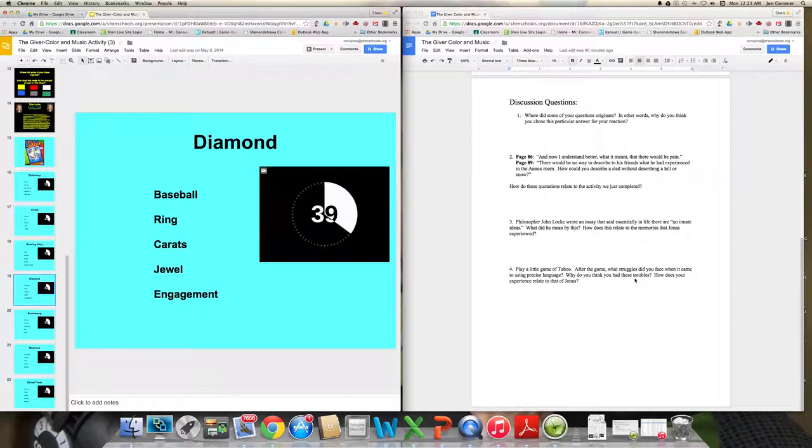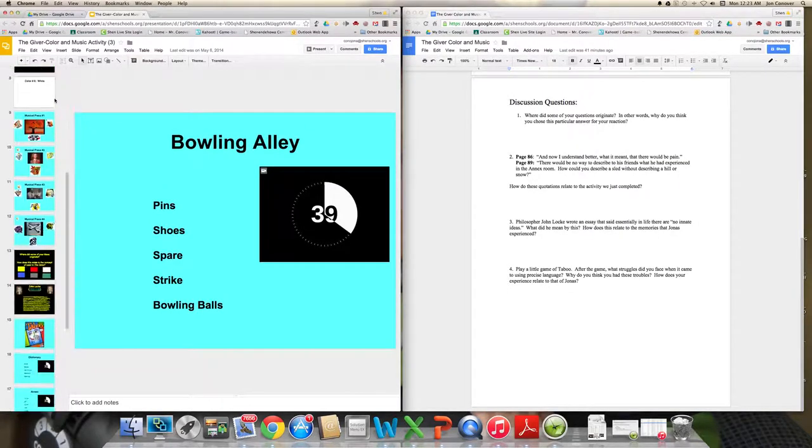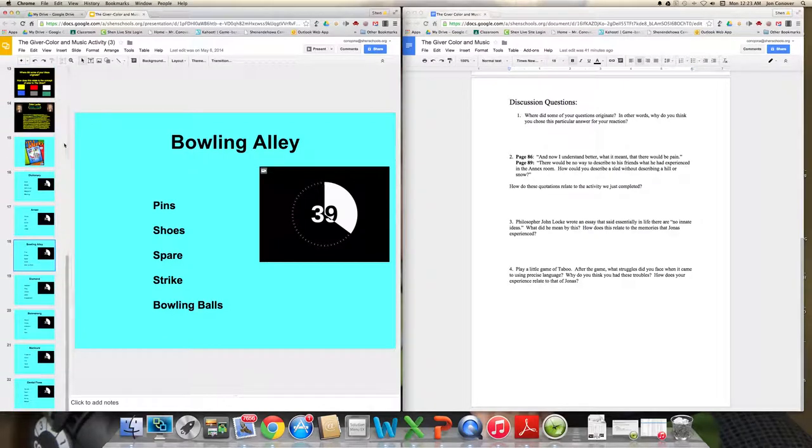And then we take a look at our taboo game, and we try to compare our struggles with precise language to Jonas's struggles, and we show the basic idea with these discussion questions after they're experiencing the three different levels of free association and concept attainment. We really want to get the kids thinking about how, when language is controlled in this utopian community, the ideas become controlled.